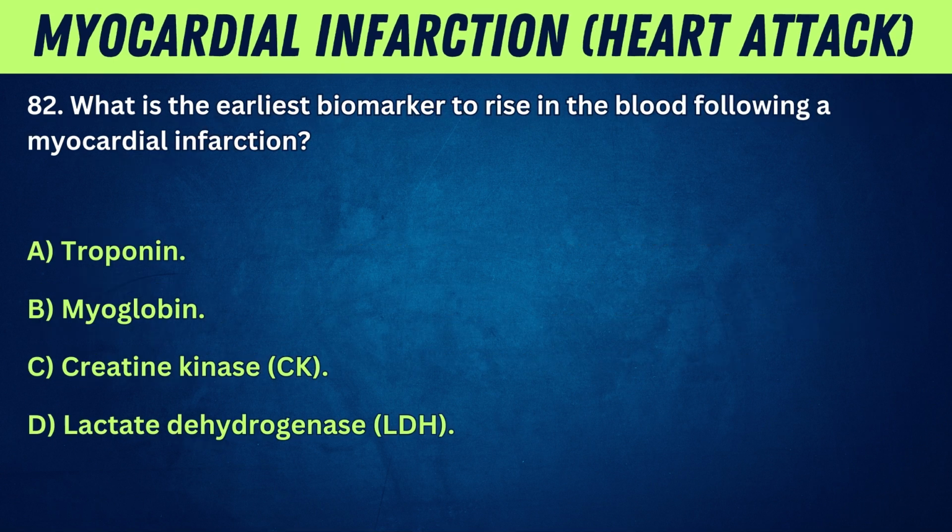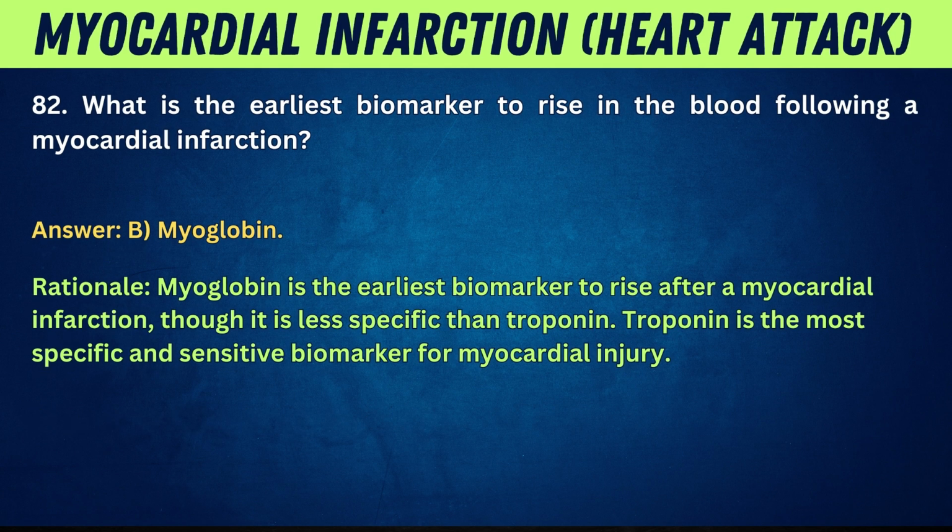82. What is the earliest biomarker to rise in the blood following a myocardial infarction? A. Troponin. B. Myoglobin. C. Creatine kinase, CK. D. Lactate dehydrogenase, LDH. Answer: B. Myoglobin. Rationale: Myoglobin is the earliest biomarker to rise after a myocardial infarction, though it is less specific than troponin. Troponin is the most specific and sensitive biomarker for myocardial injury.